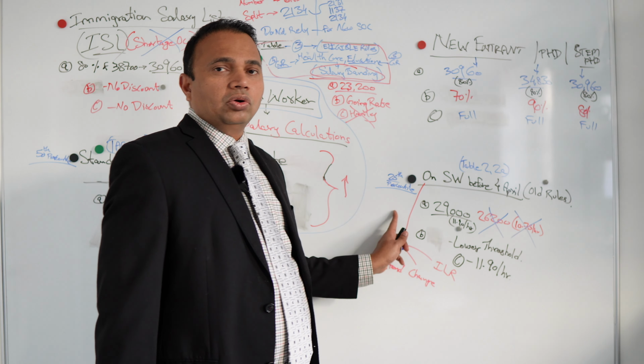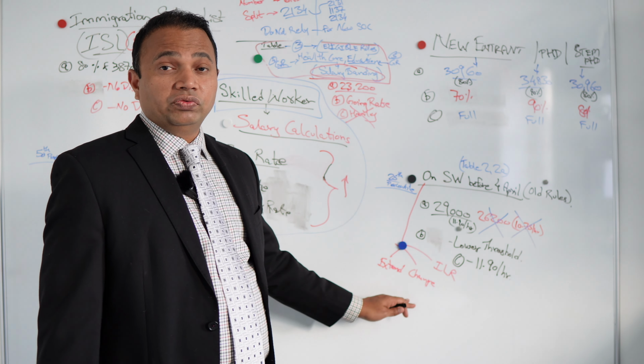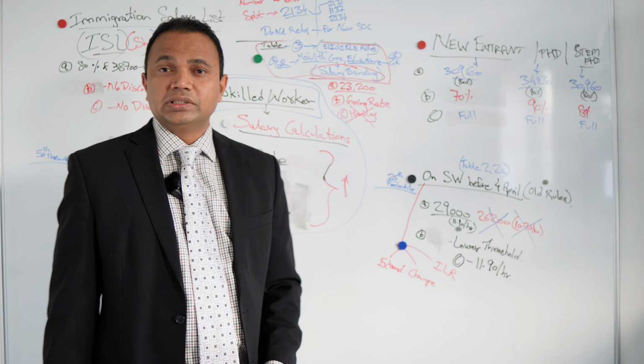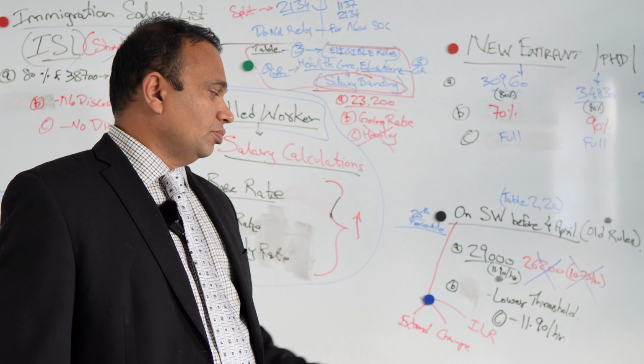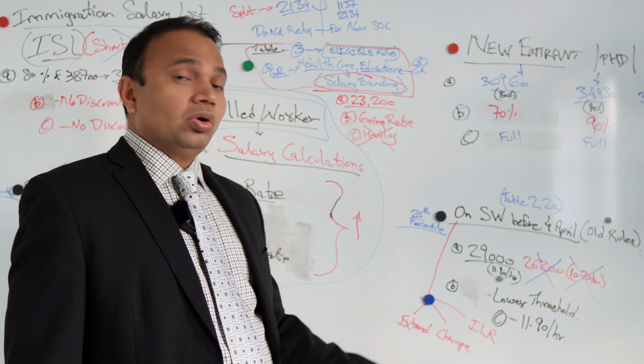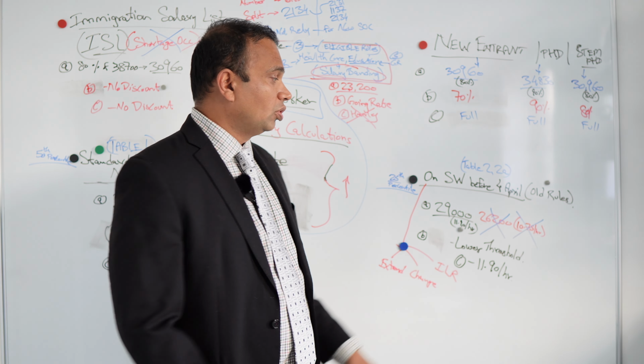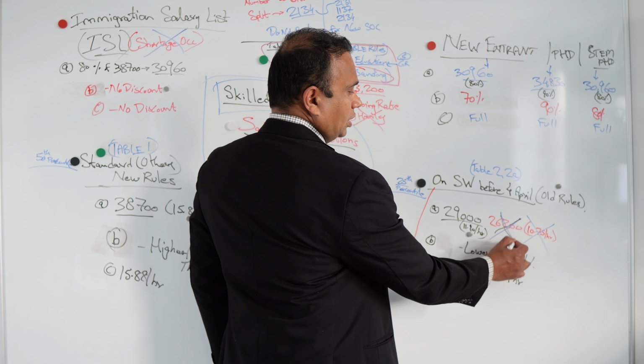However, if you are on the old rules and you are doing one of these: extending your visa with the same employer, changing your job code with the same employer, changing employers under the same job code or into another job code, or you are applying for indefinite leave to remain, then the base rate that applies to you is 29,000. At the time when you applied for the visa, you may have used 26,200 as the base rate. That no longer applies, so I've crossed this out.